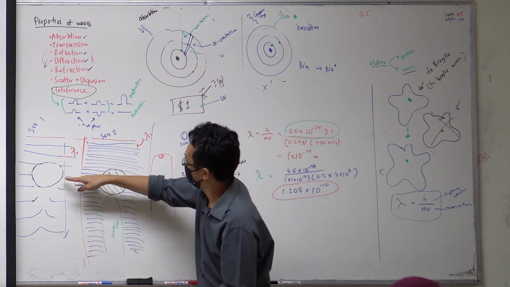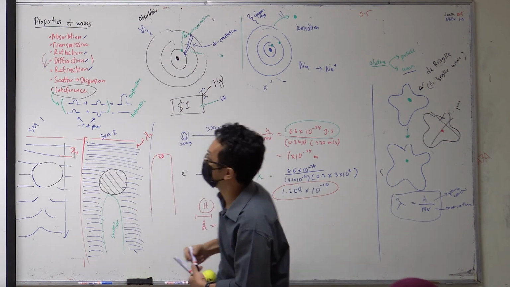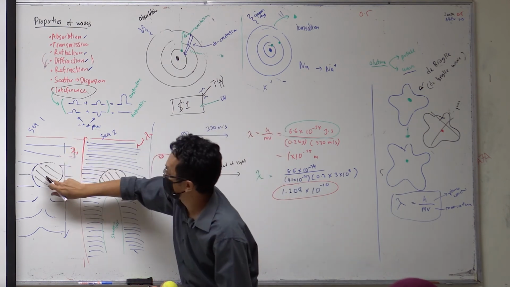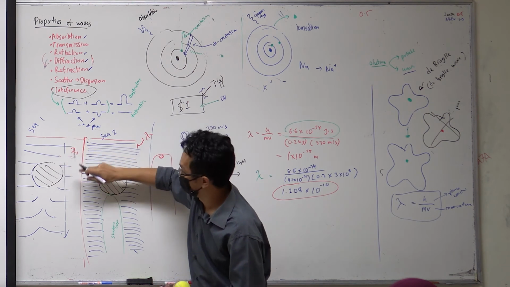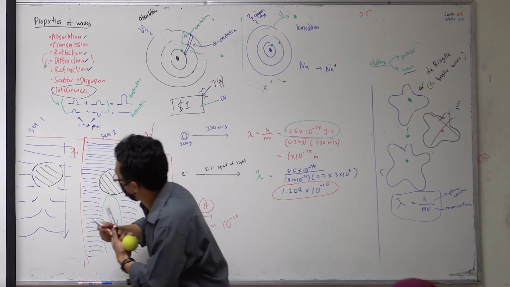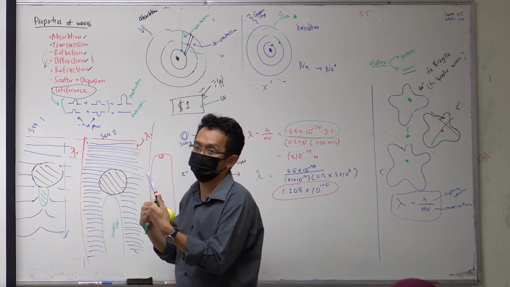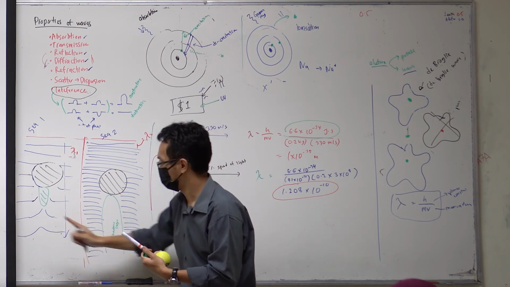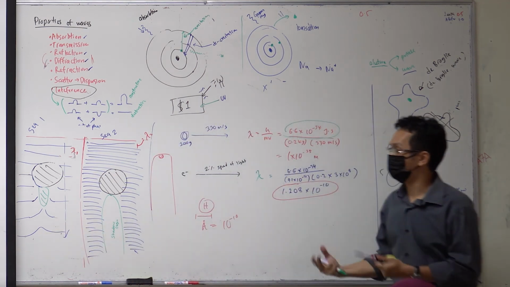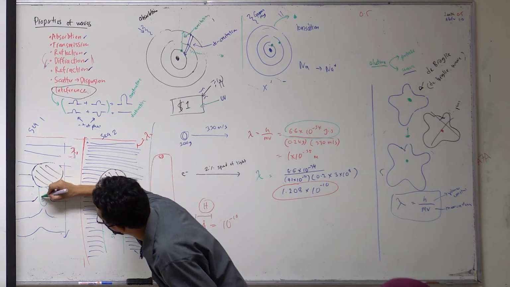But if the stone is more or less the same size as the wavelength, you can see there is a shadow region here, but over time it will merge again like this.